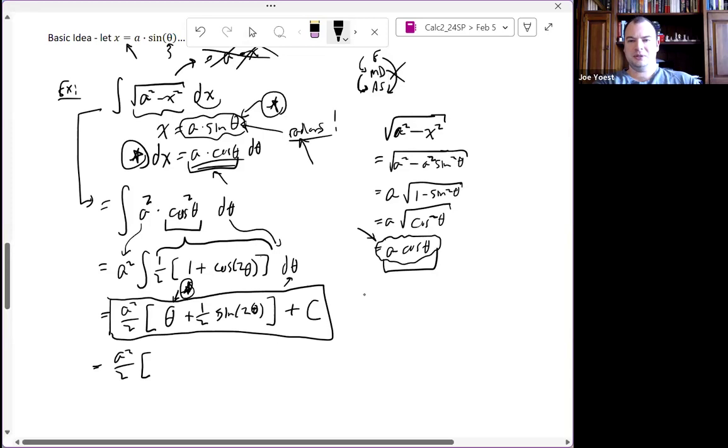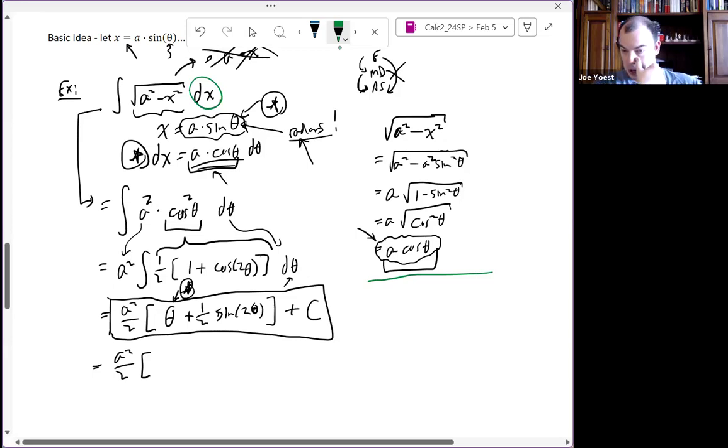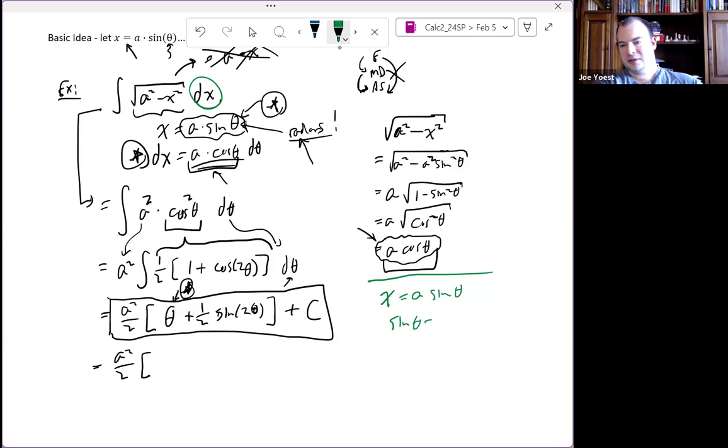But let's go a little bit further with this one. Okay, if x equals a sine theta, let me do this maybe in a different color. At this point, we've finished the calculus. We've got an answer for the integral. We probably could leave it in this form. Well, let's try to get back to the original variable x. So x equals a sine theta, or this means sine theta is x over a.